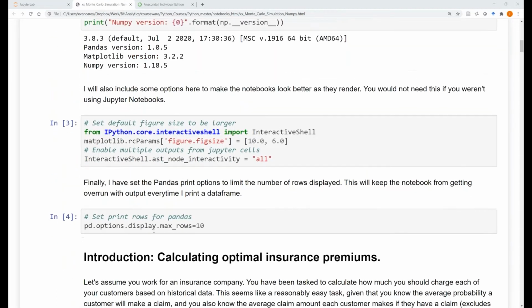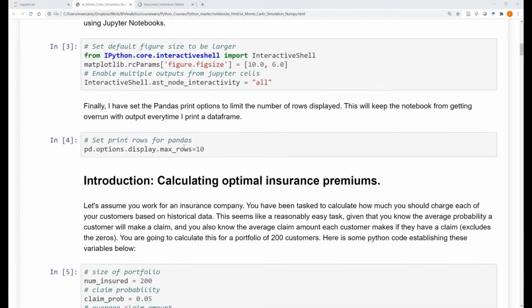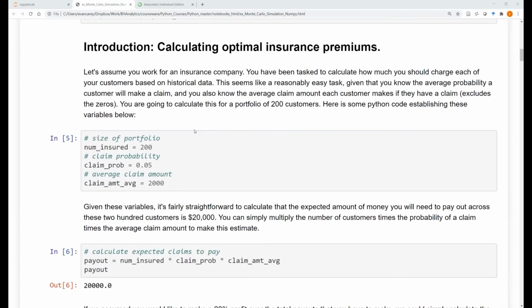I include some other options at the top to try to make these notebooks look better as they render. You don't always need to do this, but it just makes it look a little bit nicer. And now we're going to get into the actual content.